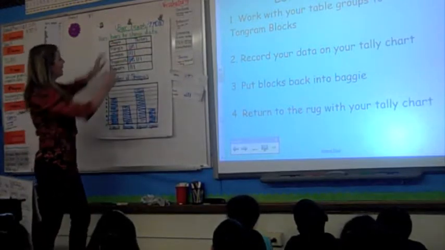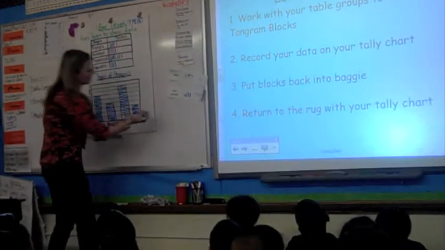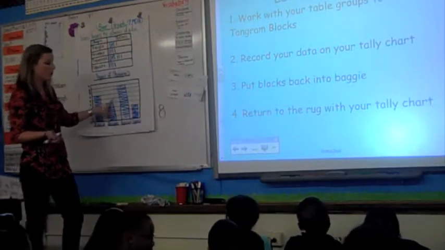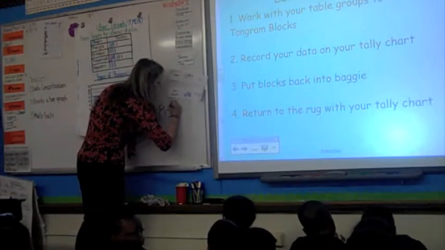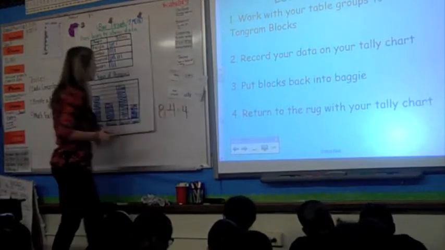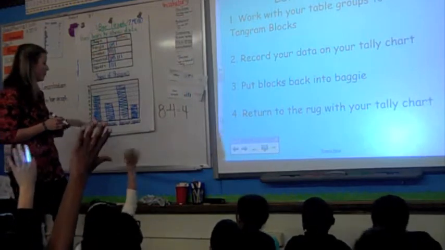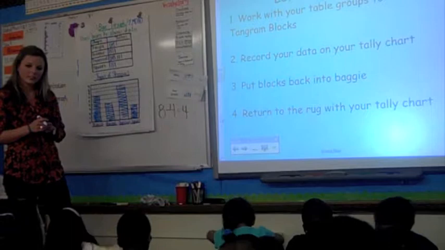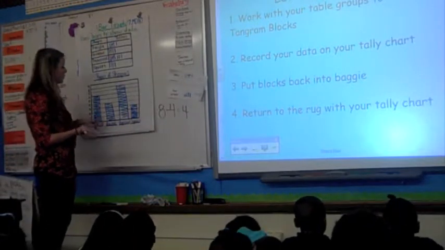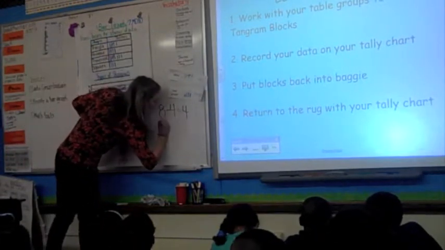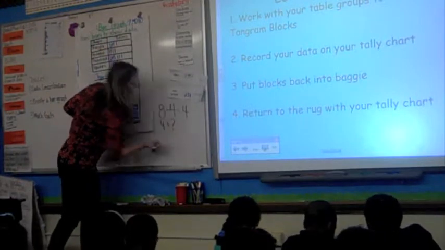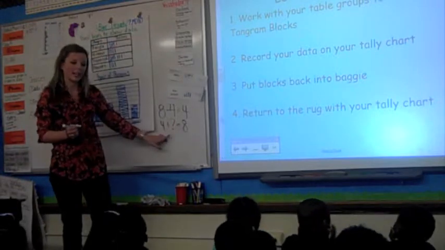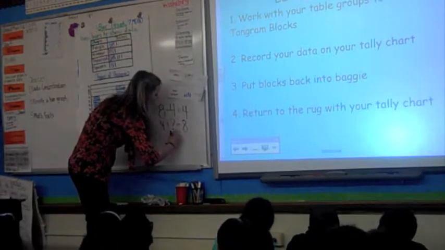Okay, so he said he counted up to 8 and then saw that hexagons went to 4. So he did 8 minus 4 equals 4. How else could I have figured out how many more trapezoids I have than hexagons? Floor? Okay, I could have started at 4 and thought, how many do I need to count up to get to 8? And we know that 4 plus 4 gives me 8.